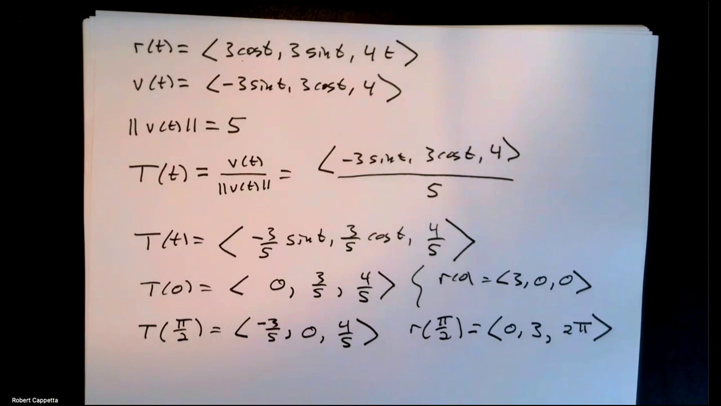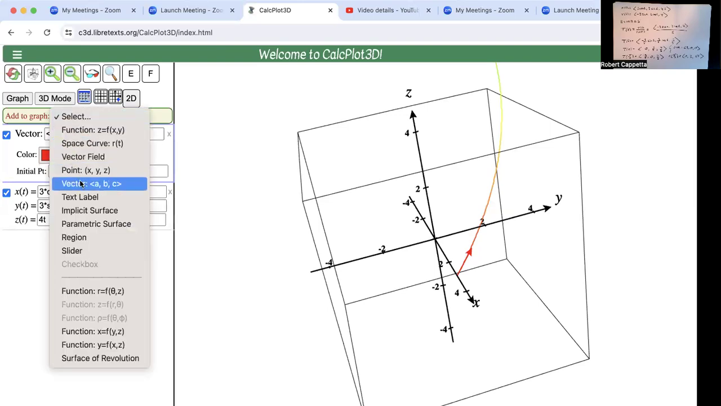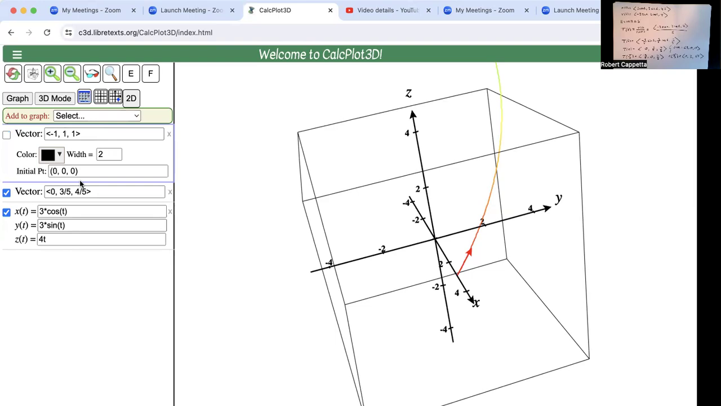So let's go ahead and draw those vectors in and see what that unit tangent vector looks like. We're going to add another vector. And the vector this time is negative 3/5, 0, 4/5. We can make the color different this time. Let's make it blue, maybe. And the initial point is 0, 3, 2 pi. I'm just going to go with 6.28 for 2 pi.